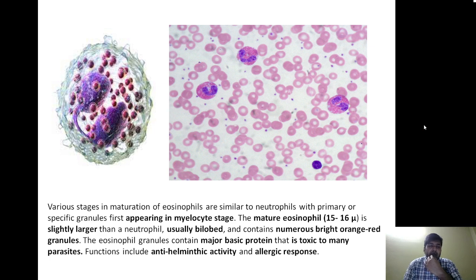For example, this is an eosinophil. The various stages in the maturation of the eosinophils are similar to the neutrophils, with specific granules first appearing in the myelocyte stage. These are the eosinophils in peripheral blood. The mature eosinophil is 15 to 16 micron, slightly larger than a neutrophil. It is usually bilobed, with 2 lobes only, and they contain numerous orange-red granules, as you can see in this particular image. The eosinophilic granules contain major basic protein that is toxic to many parasites, and they basically have anti-helminthic activity and a role in allergic response.